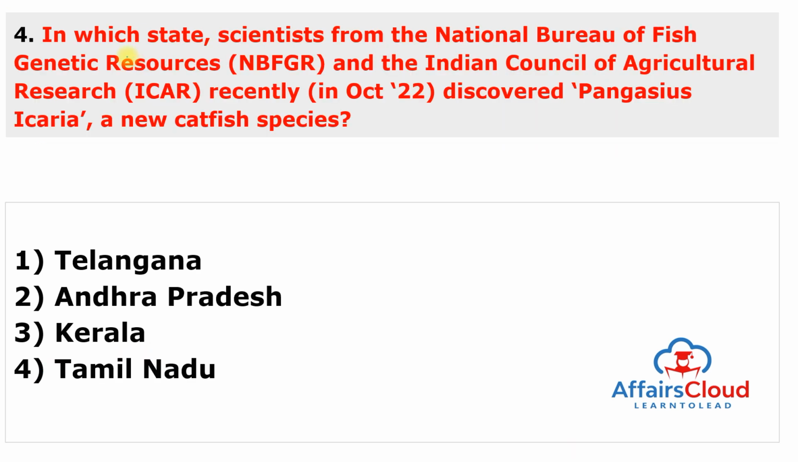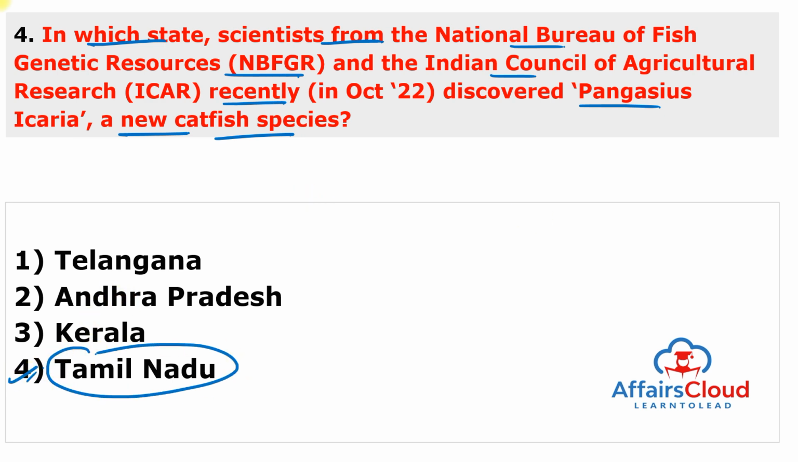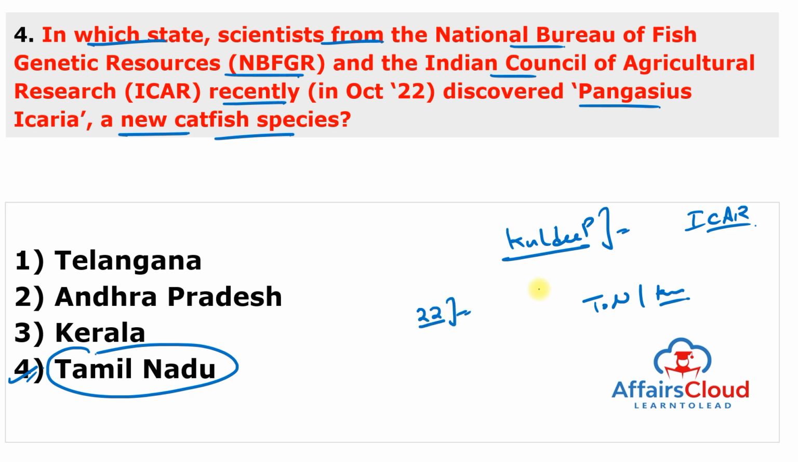Moving to next question. In which state did scientists from the National Bureau of Fish Genetic Resources and the Indian Council of Agricultural Research recently discover Pangasius icaria, a new catfish species? And this is the state of Tamil Nadu. Answer of this question is 4. It was discovered by a group of scientists from the National Bureau of Fish Genetic Resources led by Kuldeep K. Lal, the director of the Fish Genetic Resources Center under the Indian Council of Agricultural Research. The fish is known among the local people of the Tamil Nadu and Karnataka area. A total of 22 species of Pangasius were known from the river basins of Southeast and South Asia. So just remember, this is the area of Tamil Nadu.